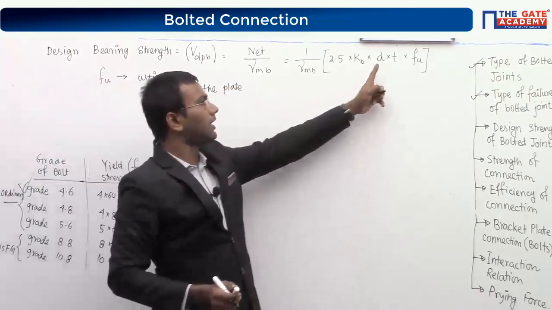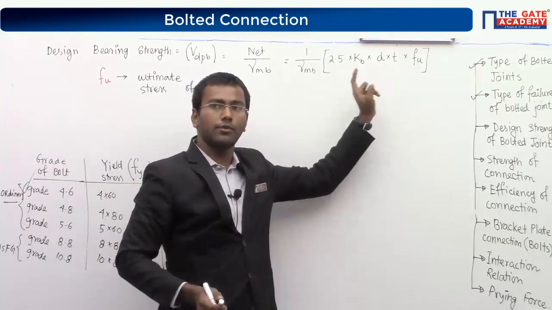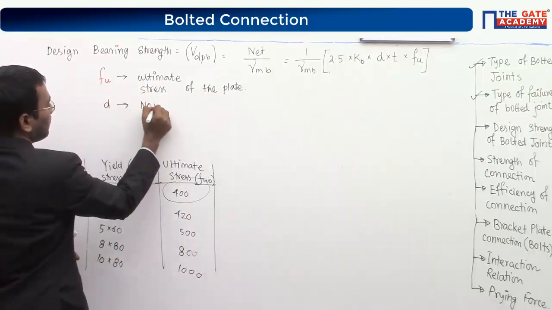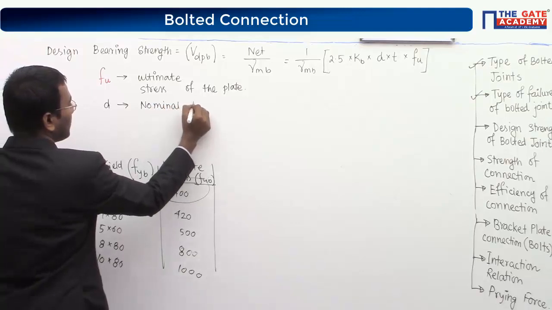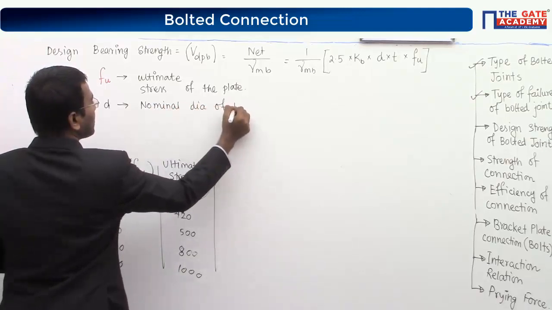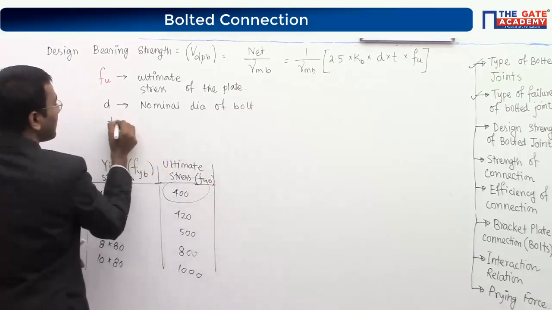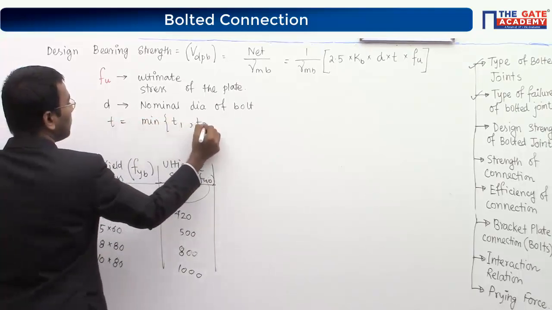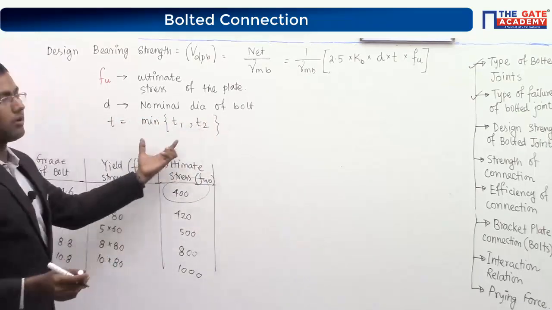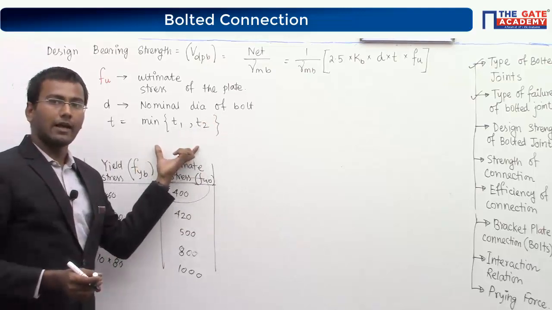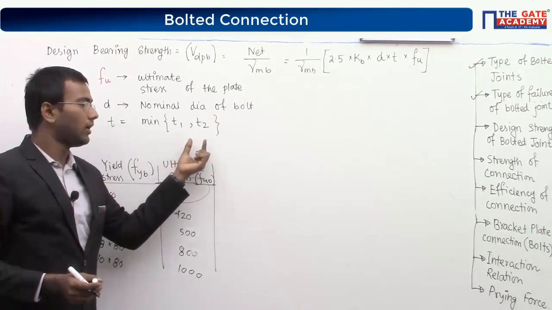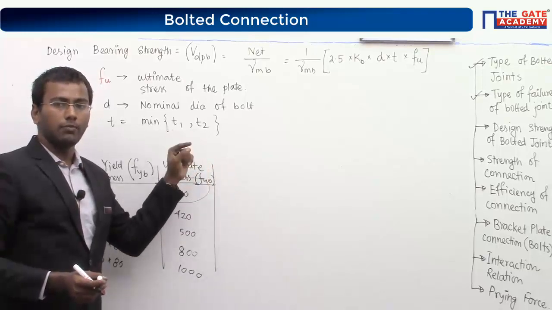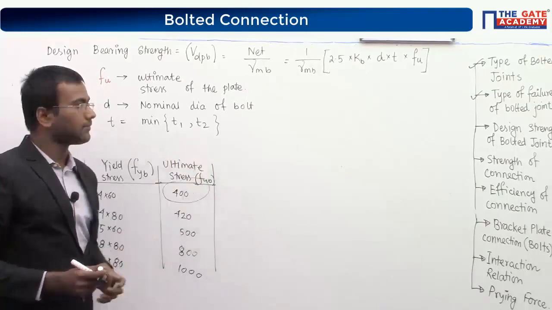What is the meaning of d? d is nothing but the nominal diameter of the bolt. Next, what is t? t is nothing but the minimum value of t1, t2, similar to your riveted connections. If it is a lap joint, it will be the minimum of t1 and t2. If it is a butt joint, it will be the minimum of the main plate and the summation of the cover plates.